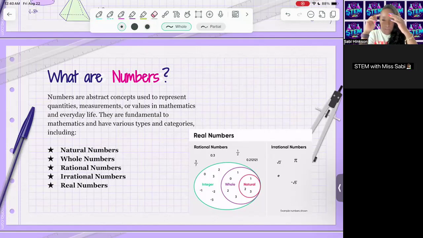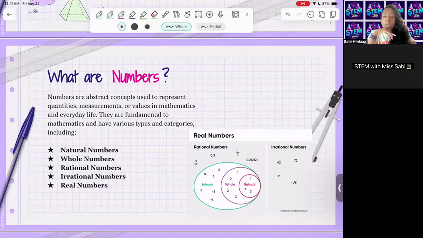Thank goodness we are not looking at the non-real imaginary numbers. When you go on to math and physics and all that beyond high school, you're going to learn about non-real numbers, but thank God we don't have to think about that in high school. So we have natural numbers, whole numbers, rational numbers, irrational numbers, and all these things fall under real numbers.